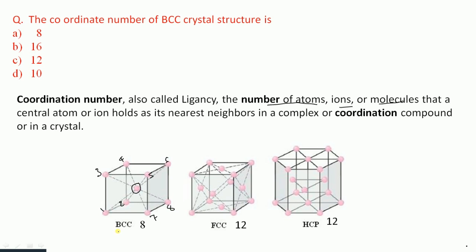Therefore, the coordination number for BCC is 8, whereas for FCC it is 12, because there are 8 atoms at the corners, whereas there are another 6 atoms on the faces. So in total it is 12, and in HCP there are also 12 atoms. Therefore, the coordination number of BCC is 8. Option A is the correct option.